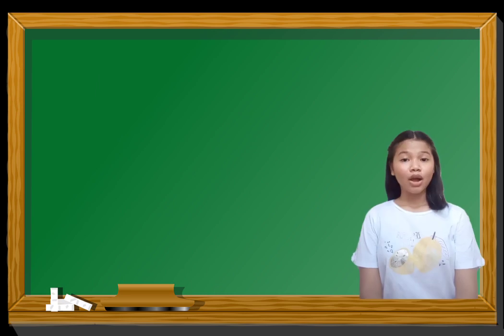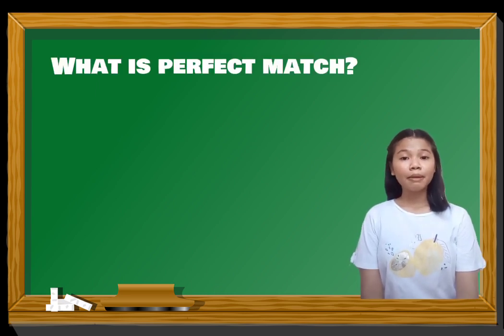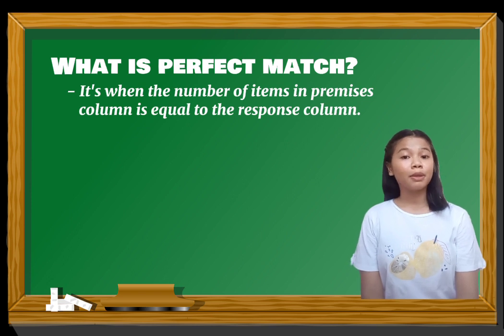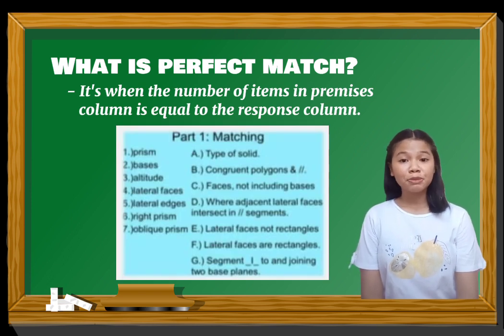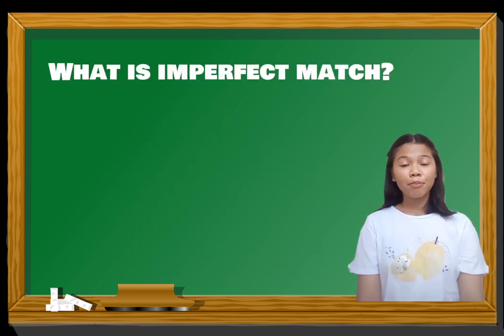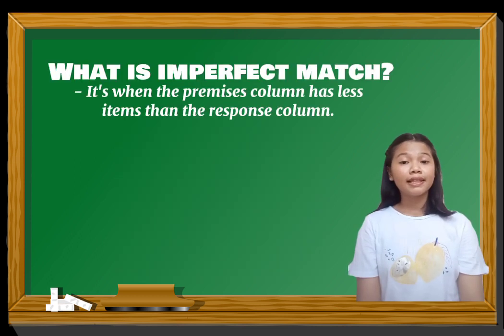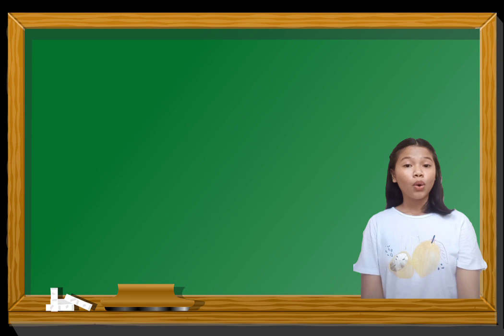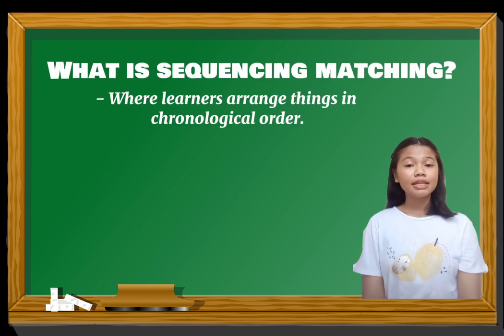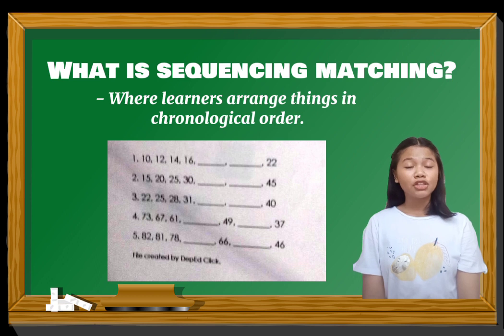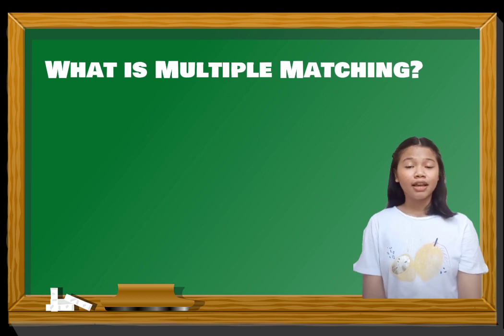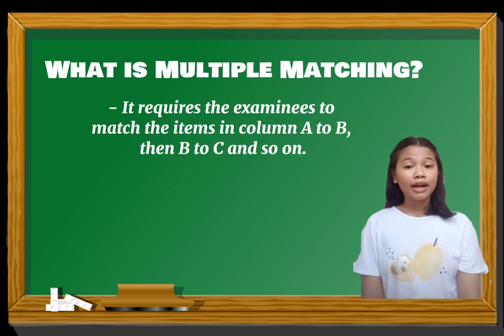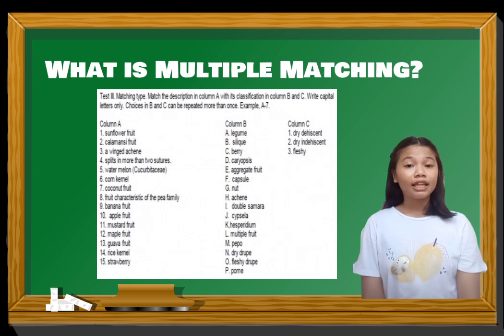What is a perfect match? A perfect match is when the number of items in the premises column is equal to the response column. So what is an imperfect match? An imperfect match is when the premises column has fewer items than the response column. What is sequencing matching? Sequencing matching is where the learners arrange things in chronological order. What is multiple matching? It requires the examinees to match column A to column B, then column B to column C, and so on.